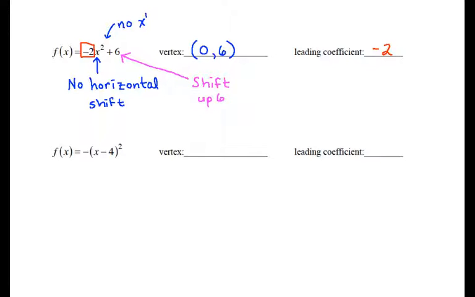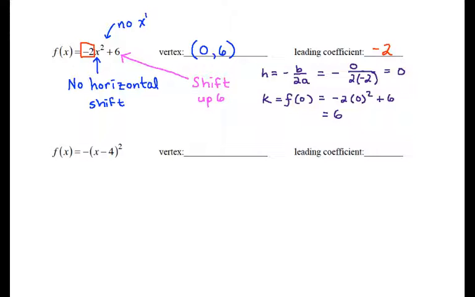And if you did use the vertex formula instead, here's what that would look like. Note that it's still pretty quick. It does still get us the same point, (0, 6). But it's not quite as quick as just glancing at the thing and seeing that it's shifted up 6 and knowing the vertex right away. So either of these methods is okay.